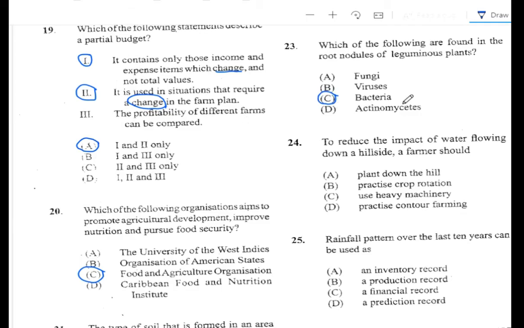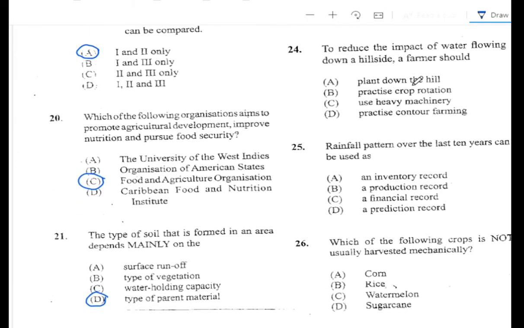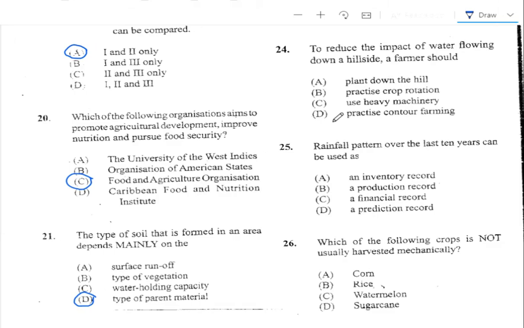And the name of this bacteria is the Rhizobium bacteria. So they live symbiotically in the roots of legume plants, and they help to fix nitrogen gas to urea. So if you can recall the nitrogen cycle, you will understand that process. Alright. Question number 24. To reduce the impact of water flowing down a hillside, a farmer should D. Practice contour farming. Right, contour farming.